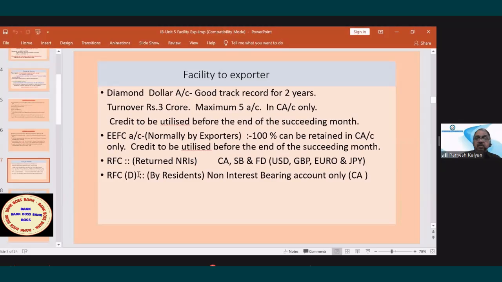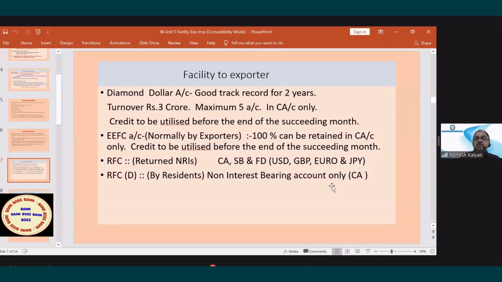Resident foreign currency domestic is a non-interest bearing current account for residents. Suppose I am taking a class overseas, in Dubai or New York. I get some fund, a small amount. If I want, I can keep it in foreign currency, and for buying some books or magazines, I can utilize that. So these are the major accounts that resident individuals can maintain.